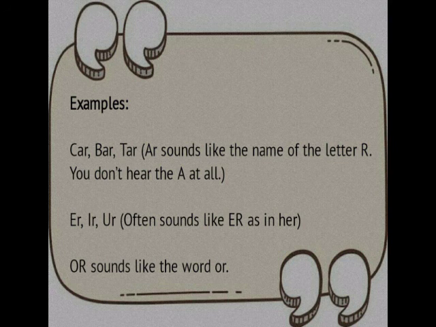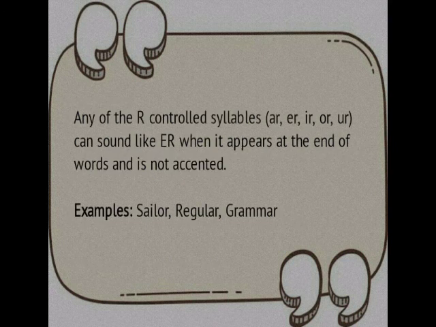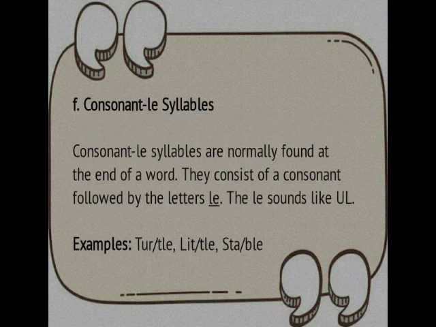AIR. UR often sounds like ER as in her. OR sounds like the word or. Any of the R-controlled syllables AR, ER, or UR can sound like ER when it appears at the end of words and is not accented. For example, sailor, regular, grammar.